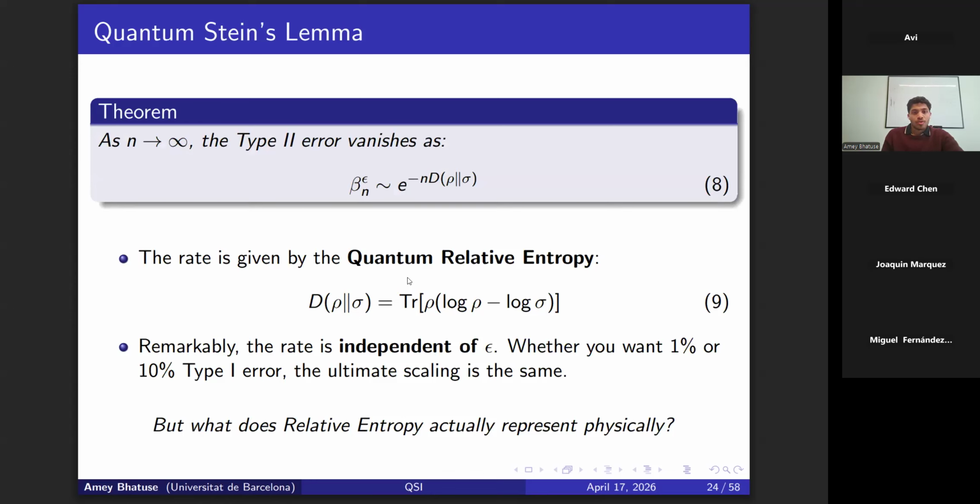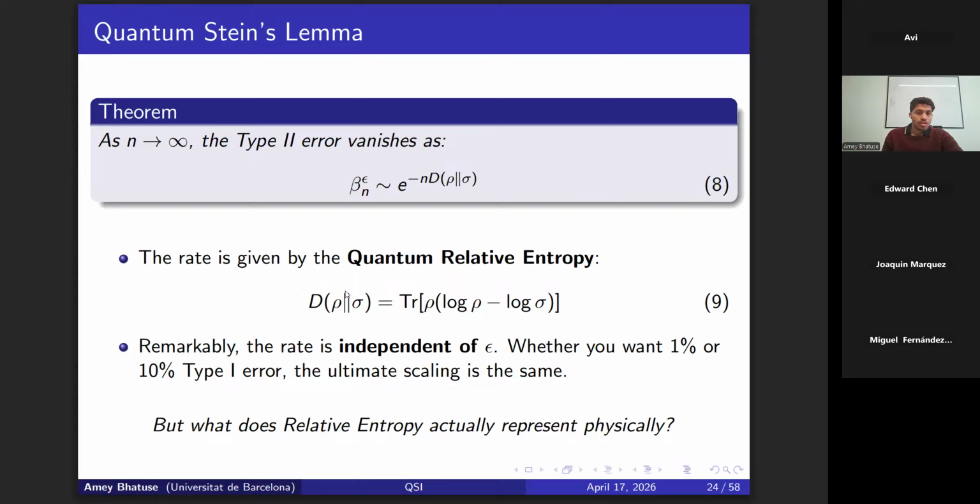I will explain what relative entropy is, but there's also a caveat here: this rate doesn't depend on our epsilon. So you can have whatever epsilon, maybe 0.1 or 0.2, and the ultimate scaling is still dependent on what your states are. It's very interesting, because we might assume that if we change the epsilon, then our type 2 error should also change. But fortunately, it doesn't. The math shows that it doesn't. Okay, so we have the exponent now, which is the relative entropy given by the Stein's lemma.